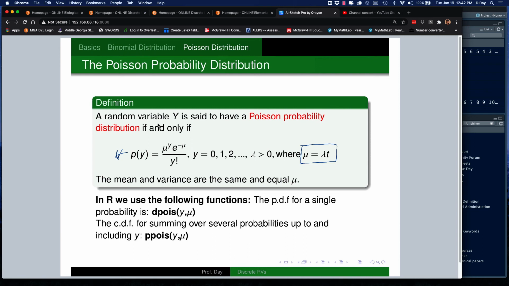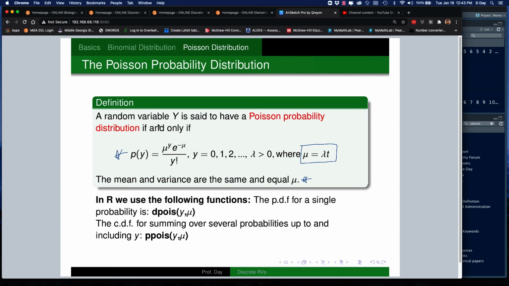The mean and variance are the same in this distribution, so there are no special formulas here. Once you know mu, you know the mean and the variance. To get the standard deviation, you only need to take the square root of the variance. It's as simple as that. We're not going to work with this much in this class, but it's just good to know.